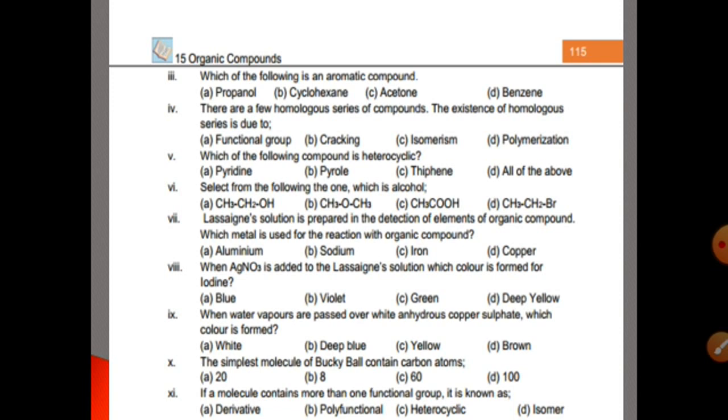When water vapors are passed over white anhydrous copper sulfate, which color is formed? Anhydrous copper sulfate is white in color, and when it reacts with the water vapor, it is converted into deep blue color. This test is used for the detection of hydrogen present in organic compounds. The correct answer is D, blue. The simplest molecule of buckyball contains carbon atoms C60, option C. If a molecule contains more than one functional group, it is known as polyfunctional.